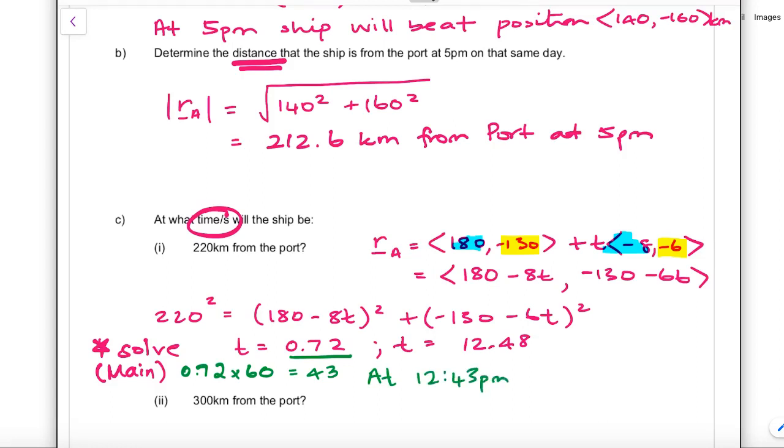So we want to get to the nearest minute. And then we can also find out it also is going to be 12 hours later. So it's going to be over 12 a.m. and 0.48 is going to be almost half an hour. So it's also going to be at 12:29 a.m. on the Tuesday morning.